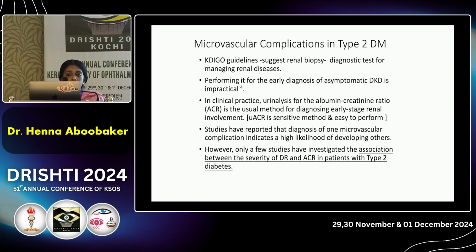Even though KDIGO guidelines suggest that renal biopsy is an acceptable diagnostic test for managing renal diseases, performing it for the early diagnosis of asymptomatic DKD is impractical. In clinical practice, urinalysis for albumin creatinine ratio is the usual method for diagnosing early stage renal involvement. Studies have reported that diagnosis of one microvascular complication indicates a high likelihood of developing others. However, only a few studies have investigated the association between severity of diabetic retinopathy and ACR in patients with type 2 diabetes. So, this aspect is explored in my study.